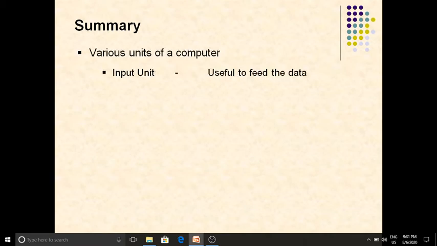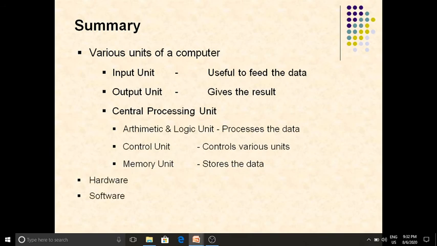Okay students, so in today's class, these are the topics we have discussed. That is nothing but the various units of a computer. Input unit is useful to feed the data, output unit gives the result, and the central processing unit is divided into three parts. The arithmetic and logical unit processes the data, the control unit controls various units, and the memory unit stores the data. Next we have discussed the topics hardware, software, firmware and hardware components. So in today's class, students, these are the topics which we have discussed.